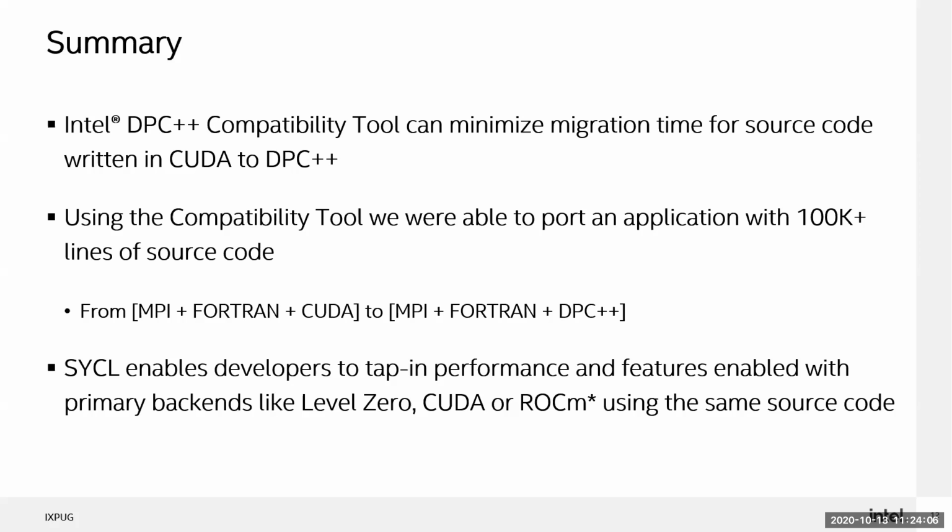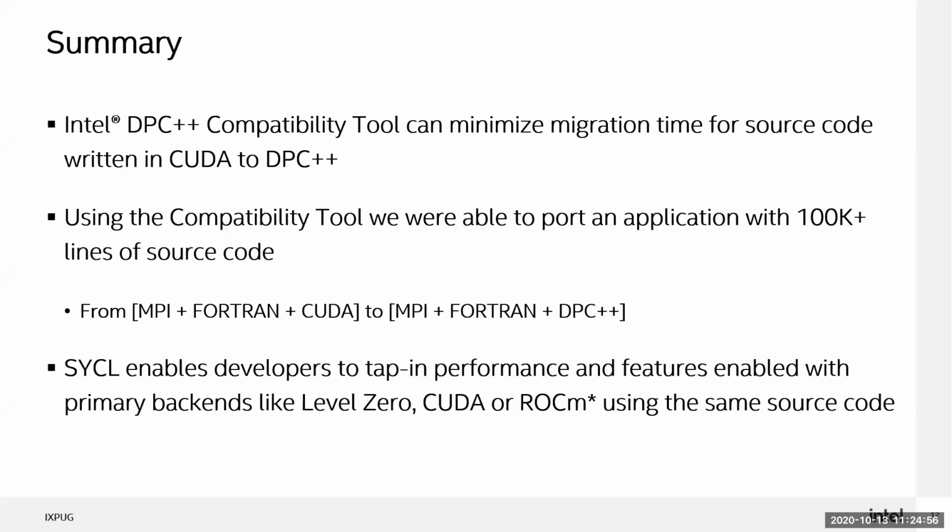The advantage is that now with data parallel C++ code, you have the freedom to support many different types of accelerators because it is SYCL. SYCL enables developers to tap into performance and the new features which are all enabled with the primary backends like Level 0 from oneAPI. The CUDA backend you can use with data parallel C++ or the Clang C++ compiler, and with ROCm as well, which is currently hipSYCL, being developed and a work in progress, but it provides you the ability to use the same SYCL source code now on AMD GPUs as well.